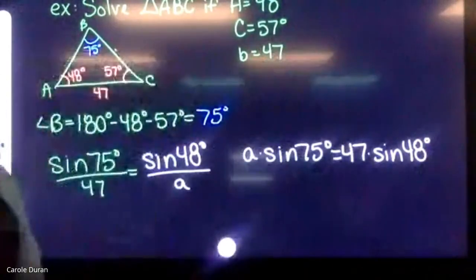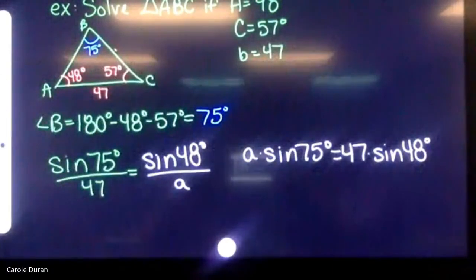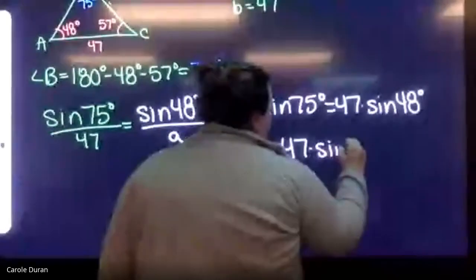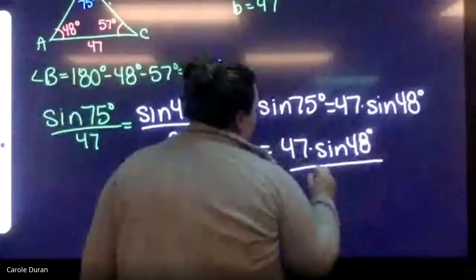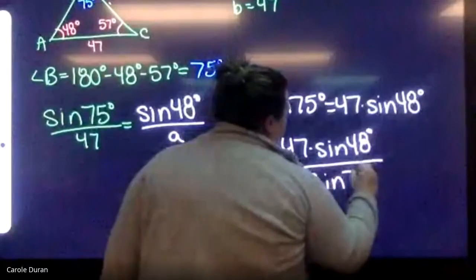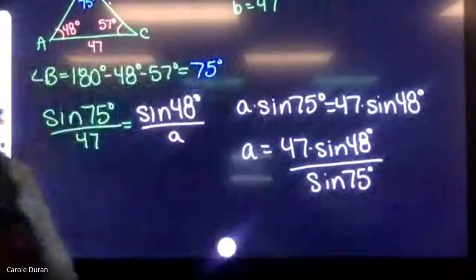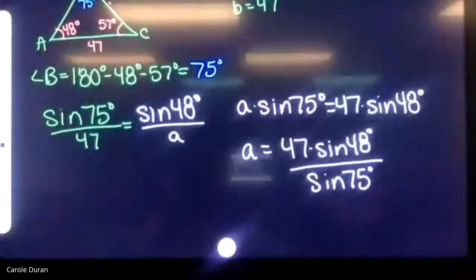And then again, my goal is to get A by itself. So what else do I have to move? Sine 75. How am I going to move it, Ismail? Dividing. By dividing it. So then what I plug into my calculator is 47 times sine of 48 divided by sine of 75. And my answer will be the length of side A. What mode should our calculator be in? Degree, awesome. Also, we're probably just going to round to the nearest whole number for these sides.